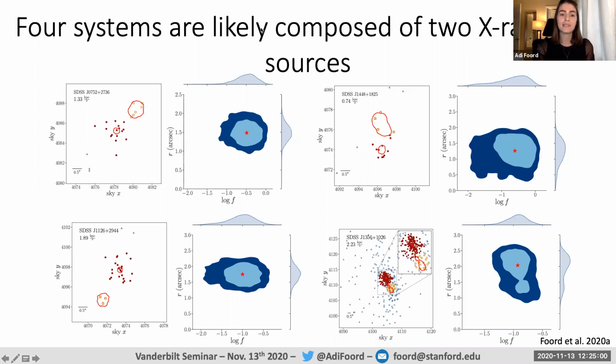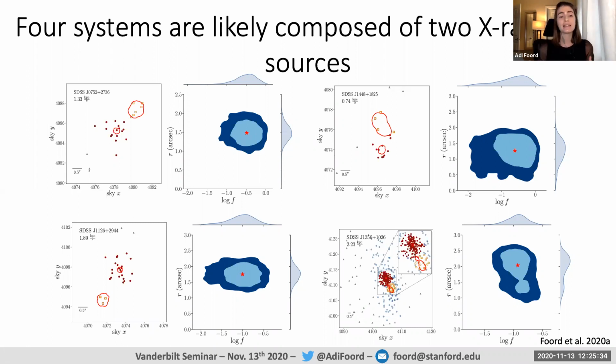One of these systems, which I'm now circling with my mouse, had this diffuse emission component that you saw both in the X-rays and in the optical data. And so we included an additional model component to account for that emission. And the counts that are in blue diamonds are those that are most likely associated with it. The red lines are showing the 95% confidence intervals for the locations of the primary and secondary. And then on the right-hand side, I'm showing you the joint posterior distributions for separation and count ratio.